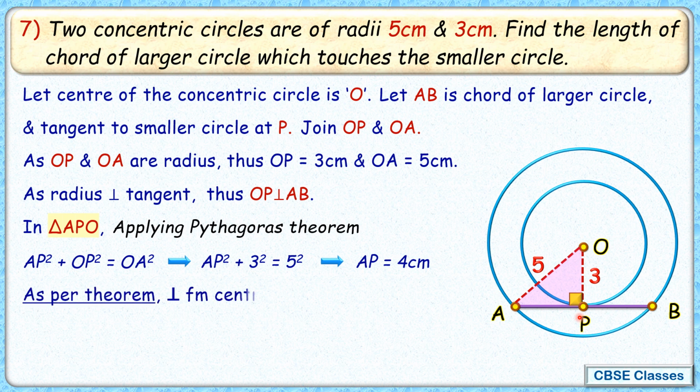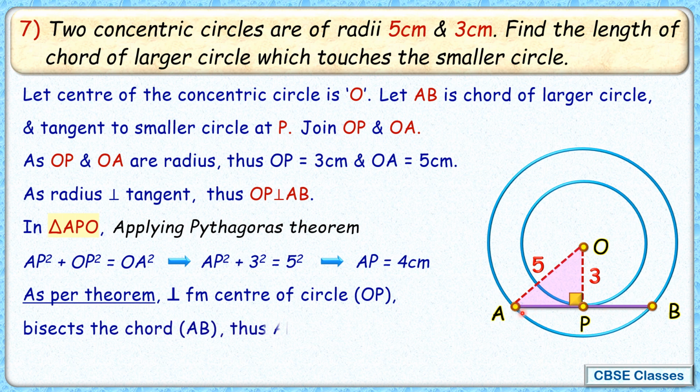अब हम 9th की अगर एक थ्योरम याद करें, that is सेंटर से अगर हम किसी कॉर्ड पे परपेंडिकुलर ड्रॉ करते हैं, that is ये जो बड़ा वाला जो सर्कल है इसमें सेंटर O है, यहाँ से हम कॉर्ड AB पर अगर परपेंडिकुलर ड्रॉ करेंगे then that perpendicular will bisect the chord. Bisect the chord means ये जो AP है और PB है ये इक्वल हो जाएंगे. That means PB will also be 4 centimeter और AB length will be your 8 centimeter.